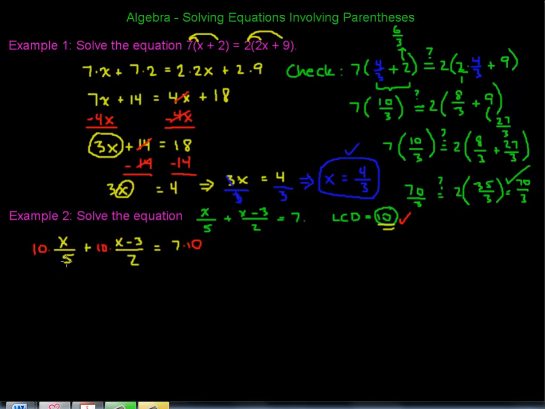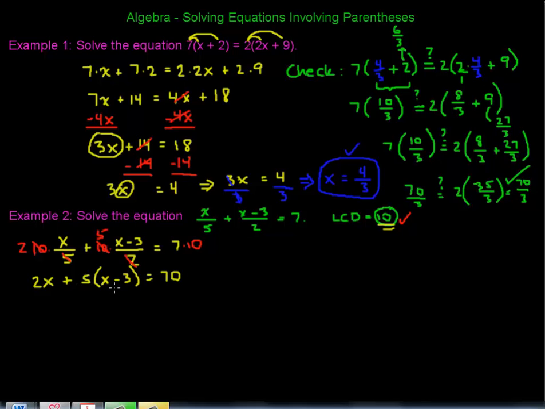So now 10 cancels with 5 a bit. We're left with a factor of 2. And here the 10 cancels with the 2 and leaves us with a factor of 5. And so what we're left with here is 2 times x, which is 2x, plus 5. Now I'm going to put parentheses around the x minus 3 because that 5 wants to be multiplied by the entire numerator, x minus 3. And that's equal to 7 times 10, or 70.